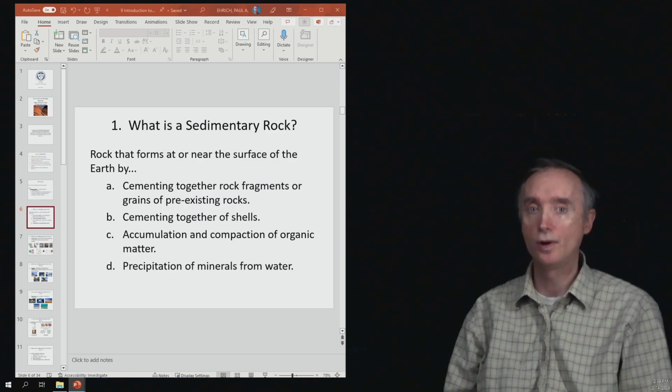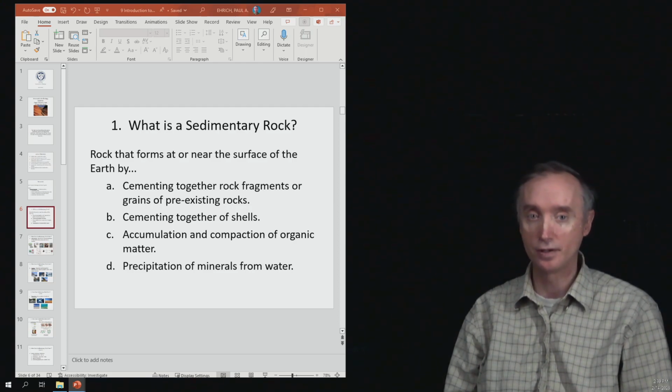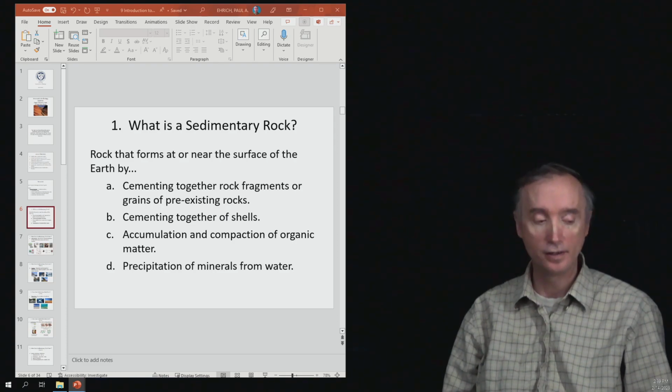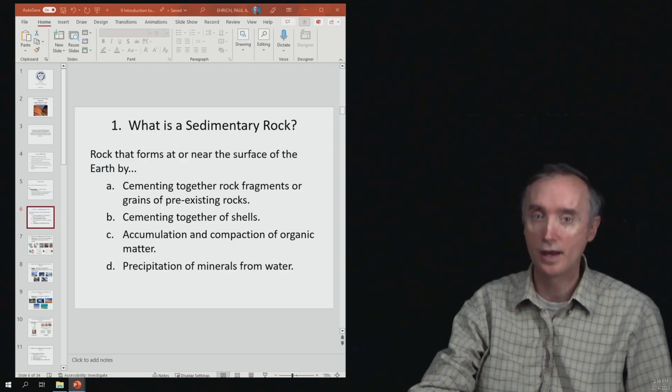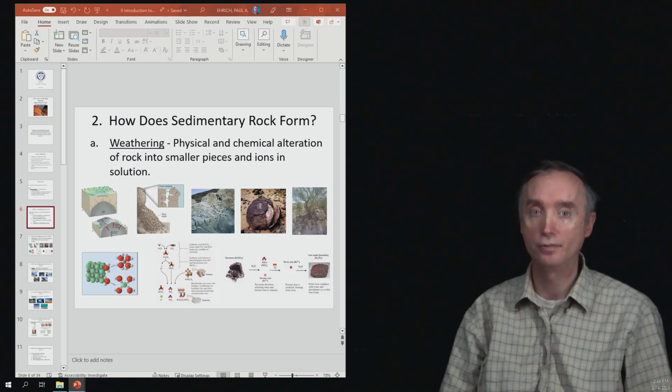So these are different ways of making a sedimentary rock. But notice the key word is sediment. Sediment glued together or compacted together is going to make sedimentary rock. All right, let's take a break, and when we come back, we're going to talk about how sedimentary rock forms.